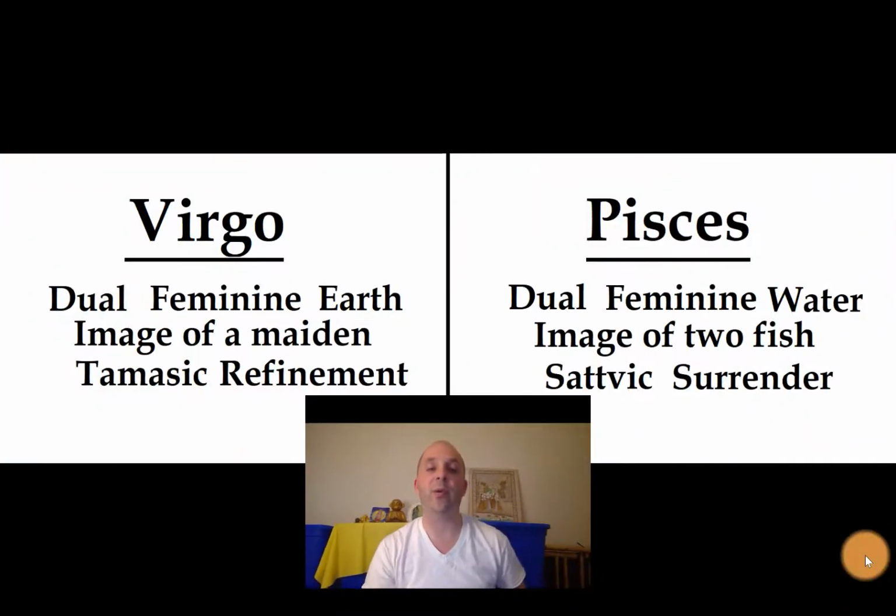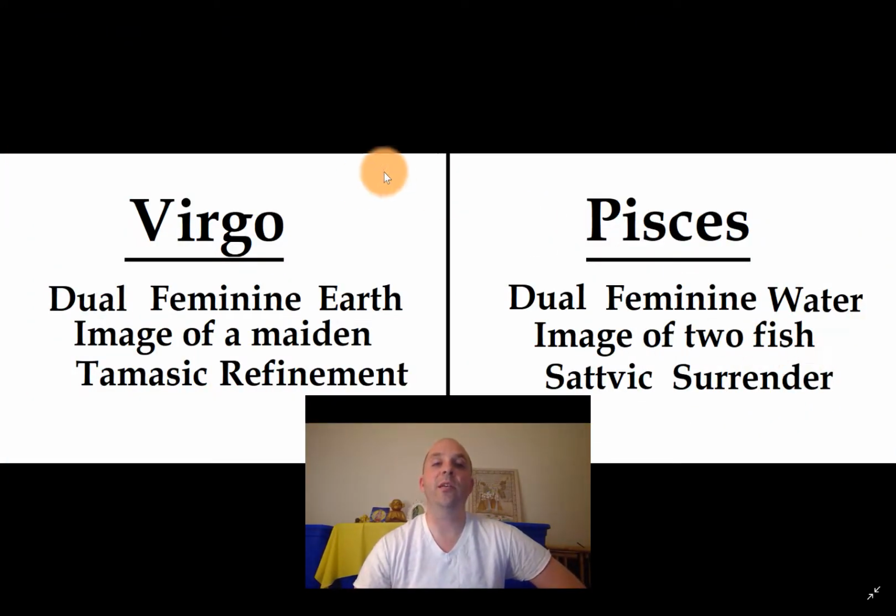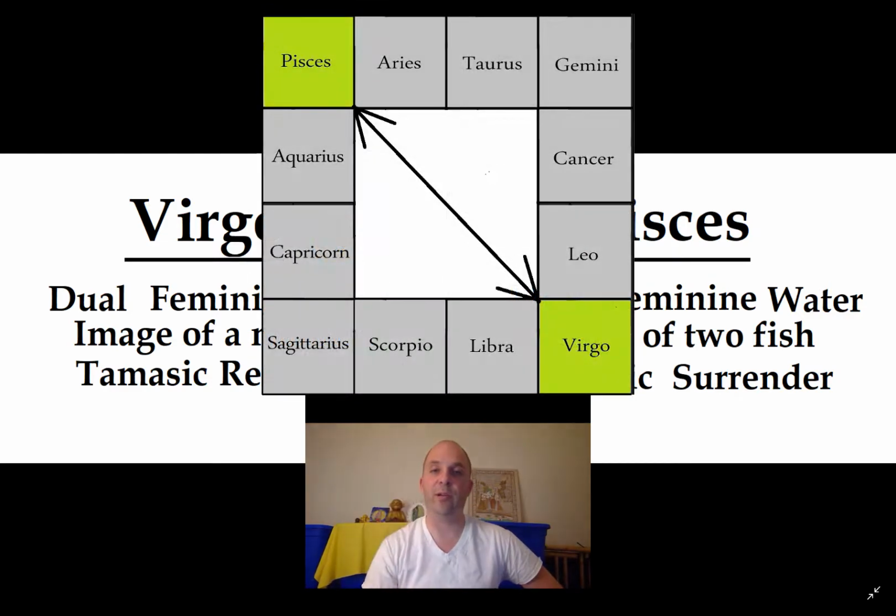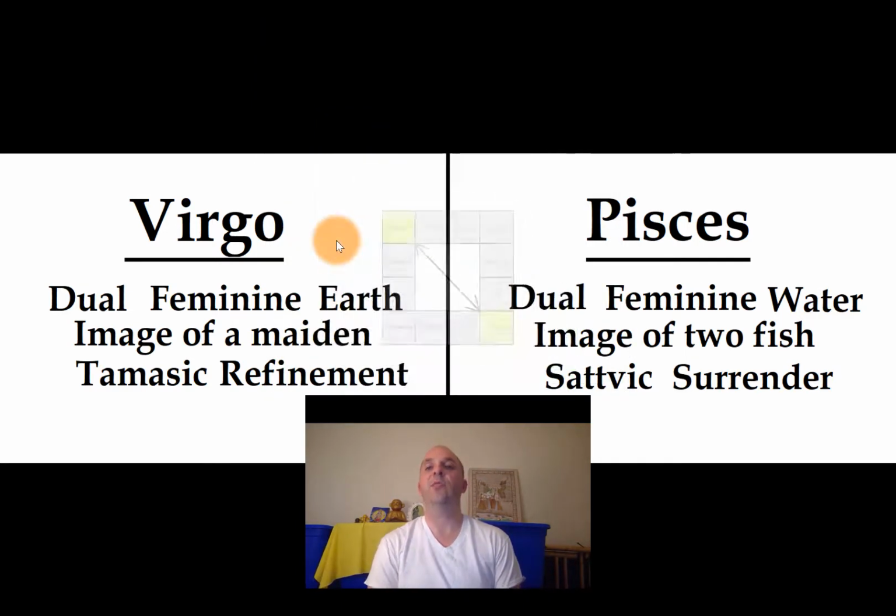So let's start talking about Virgo and Pisces. Let's go ahead and pull up this graphic right here. So what we see with Virgo and Pisces, this axis, and when I'm talking axis, if you look at this little graphic I'm bringing up right here, you'll see that we're looking at the Virgo Pisces because they're opposite signs from each other. So they represent two opposite ends of the same polarity.